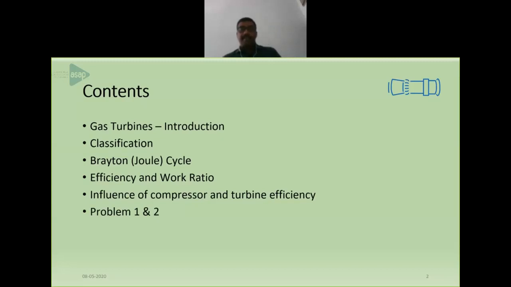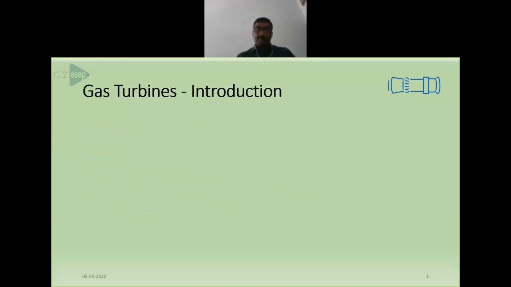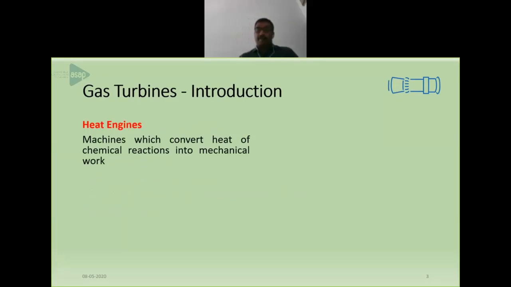Then we will discuss two problems. One is related to the basic Brayton or Joule cycle, and the second one will be related to the efficiency and work ratio related to compressor and turbine efficiency. In this manner, we will proceed. So we will start with the introductory part of gas turbines.